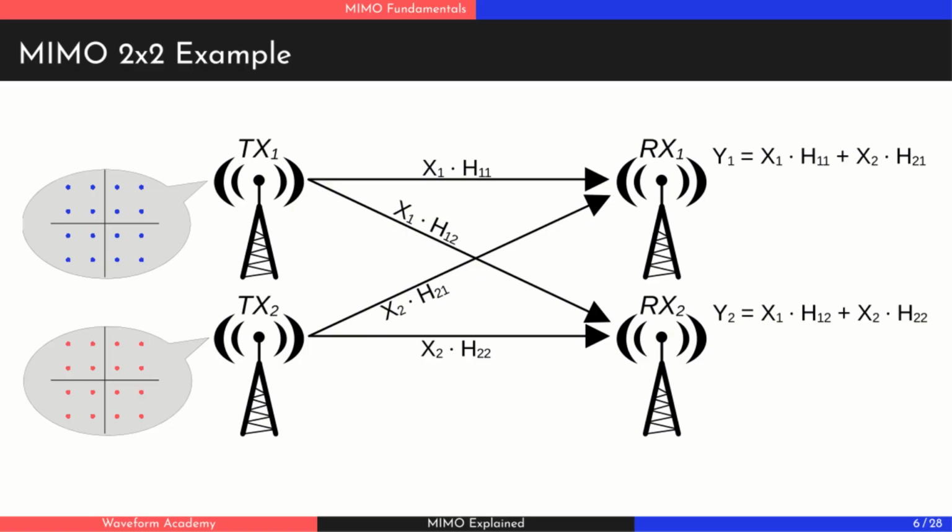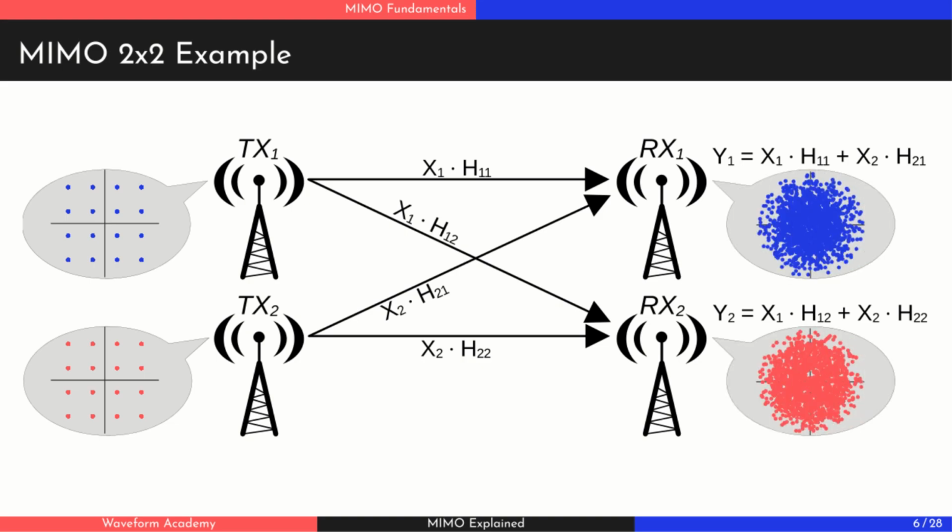So what we get at the receiver is a superposition of the two streams. This causes the received signal constellations to look messy or distorted. They're no longer clean points like in the original 16QAM, which means we can't demodulate them yet. To decode the original streams, we'll need to undo the effects of the channel. Let's take a closer look at the math behind this.